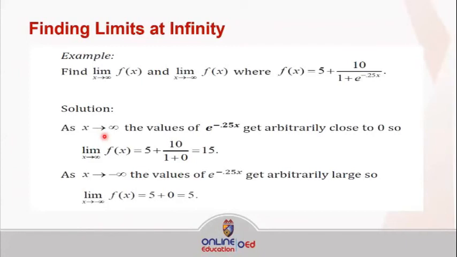get arbitrarily closer to 0. So we have here the limit of f of x where x is approaching infinity is equal to 5 plus 10 over 1 plus 0. So ito is later, papakita natin kung bakit siya naging 15 yung value na to. And then for the next natin, where x is approaching negative infinity, the values of e raised to negative 0.25x get arbitrarily large. So the limit of f of x where x is approaching negative infinity is equal to 5.